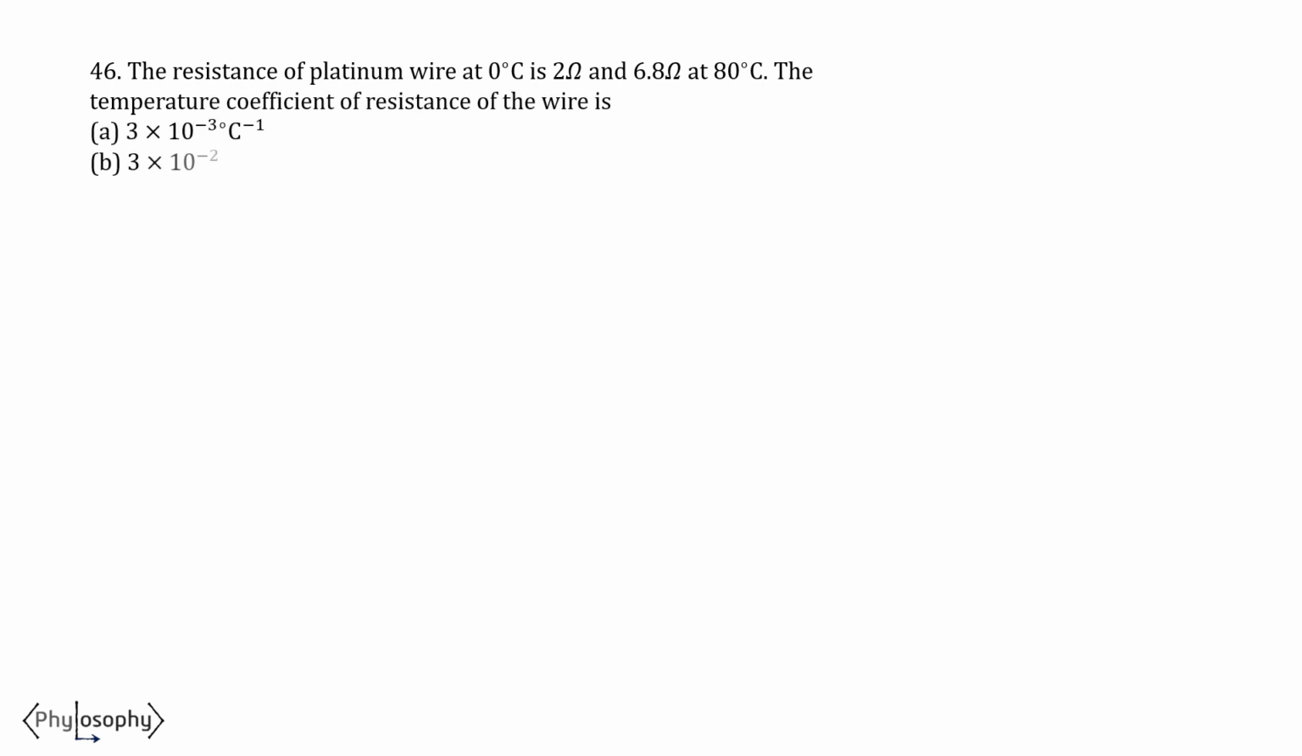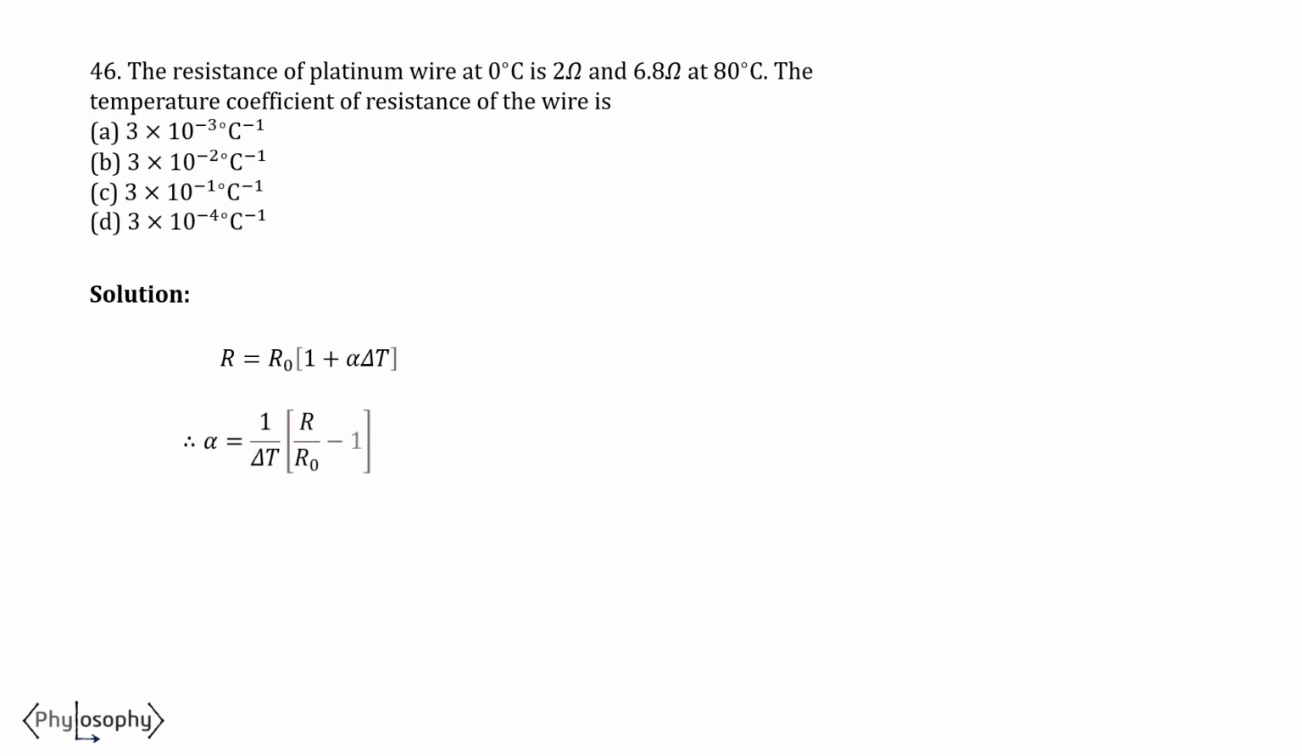Our next problem is: the resistance of a platinum wire at 0 degree Celsius is 2 ohm and 6.8 ohm at 80 degree Celsius. The temperature coefficient of resistance of the wire is, now we know that the relationship between temperature and resistance is R is equal to R naught times (1 plus alpha delta T), where delta T is the change in temperature and alpha is the temperature coefficient of resistance. Therefore, from this expression, alpha can be written as 1 over delta T times (R over R naught minus 1). Now, according to the given data, delta T is 80 and R is 6.8 and R naught is 2.